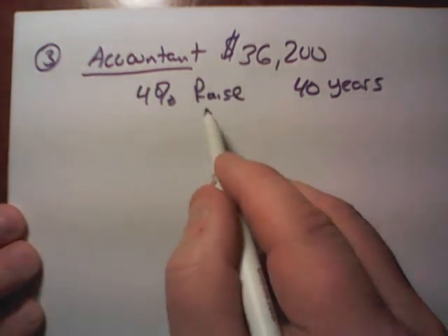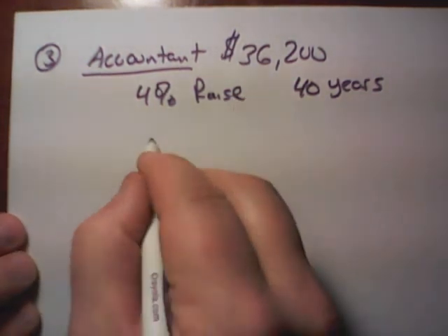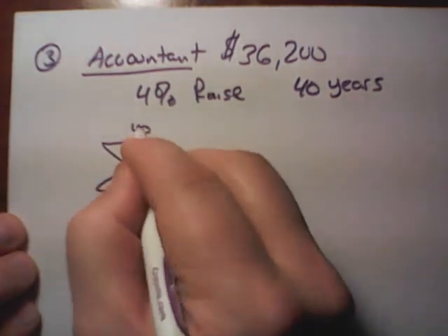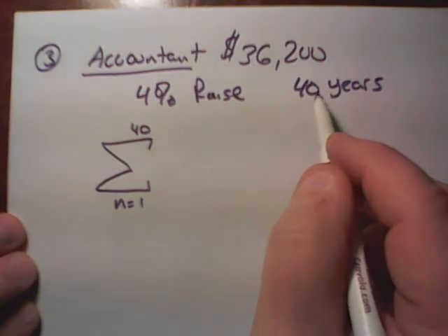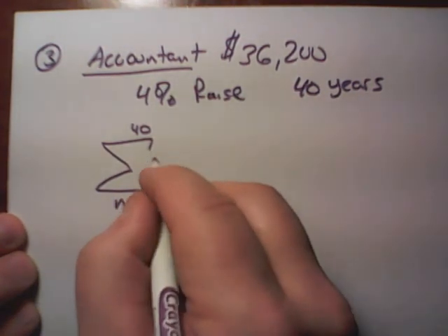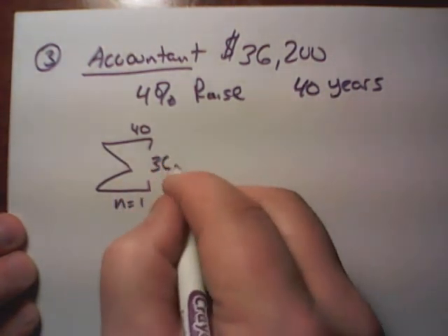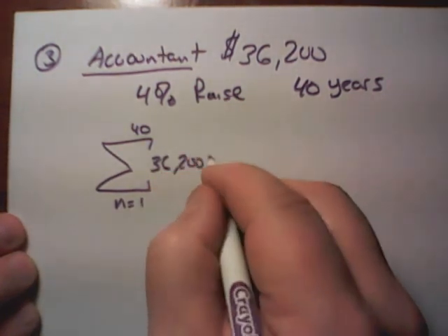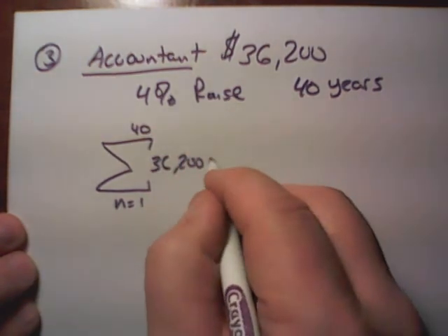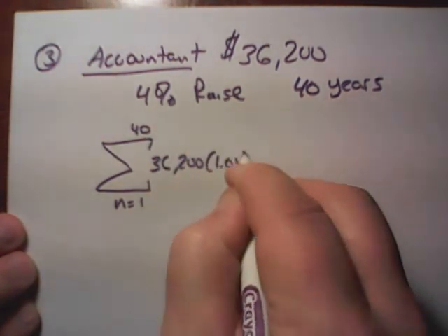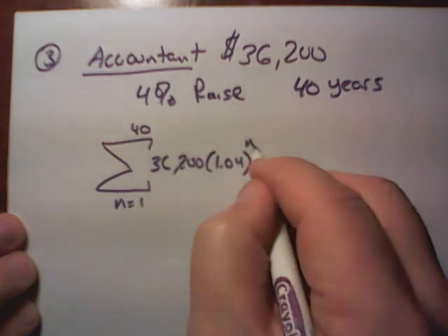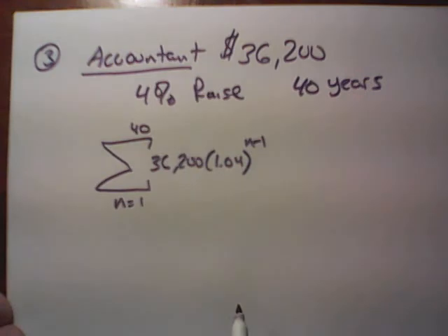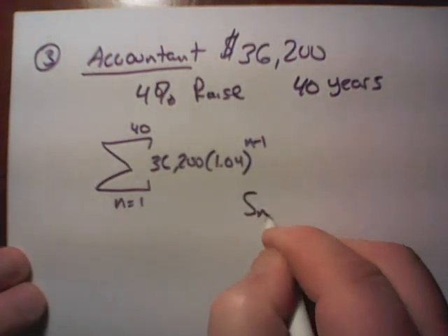So let's try to figure this out. We want to find the sum of all of these numbers. We could write this in summation notation simply by doing this. The first term to the 40th term, because I'm going to have 40 years. But my first year, I made $36,200. But I'm going to multiply that each year times my ratio. And if it's a 4% raise, that means my ratio is going to be 1.04, and it's to the n minus 1 power. This is the explicit formula.